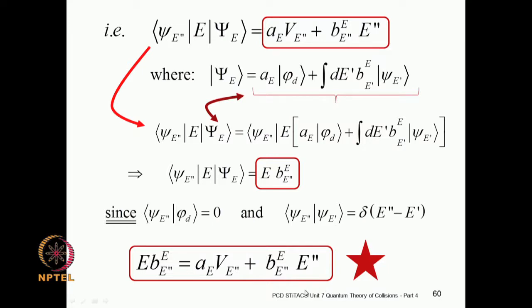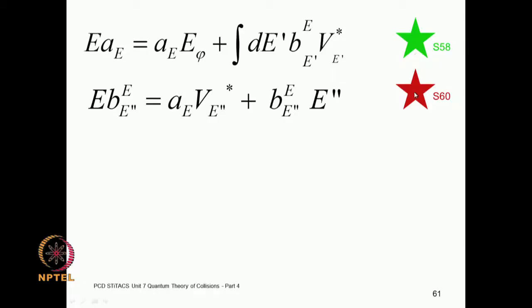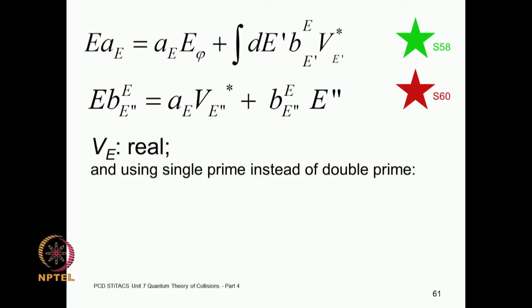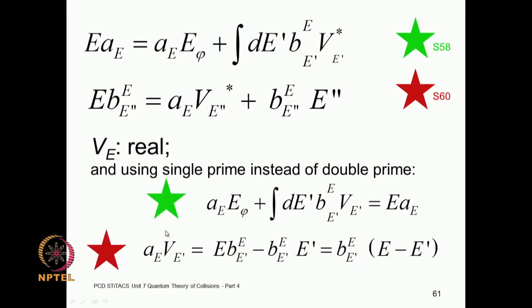So now you have got two equations that I am going to be referring to, one with a green star and the other with a red star. So these are the two relations that we are now going to analyze, okay? Now V is real, and here we have used two primes, so there is no need to use two primes, we will use only one prime, so I will rewrite them without the double prime and writing them as real numbers.